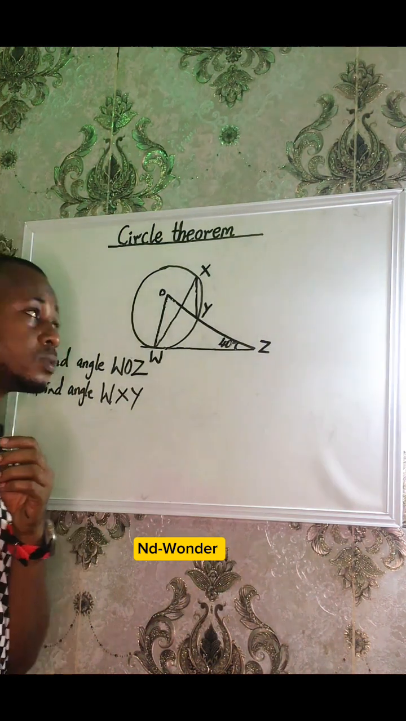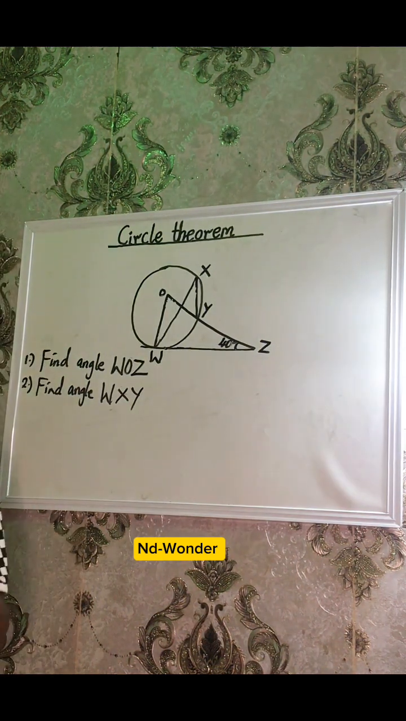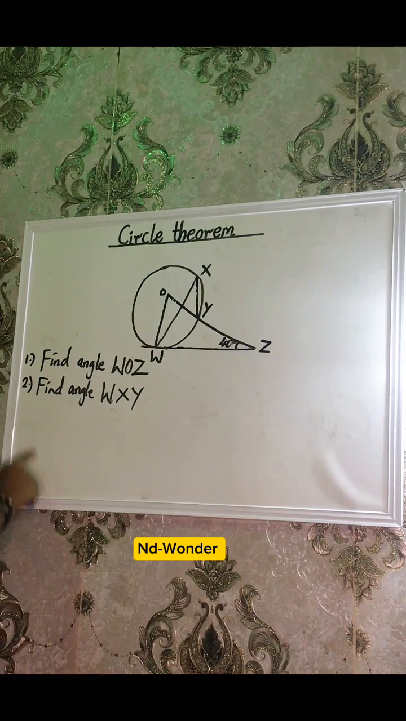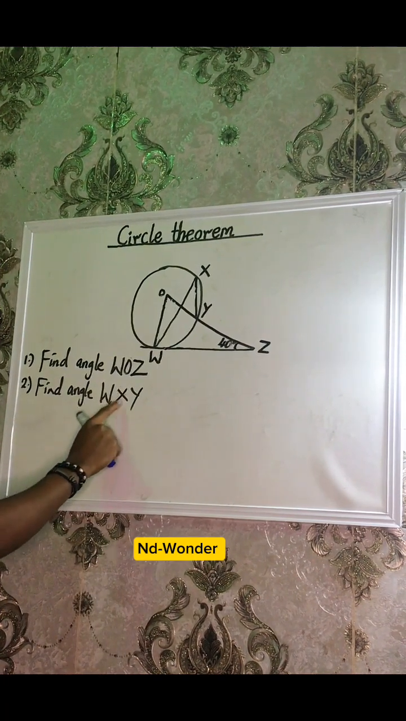Okay, maths people, a very quick one. Circle theorem. Number 1, find angle WOZ. Number 2, find angle WXY.